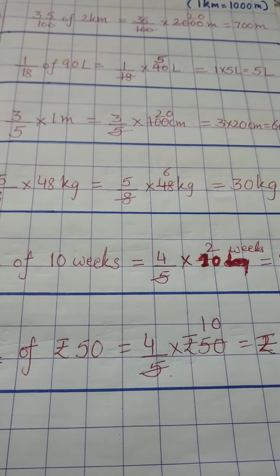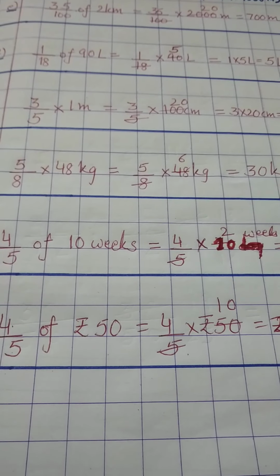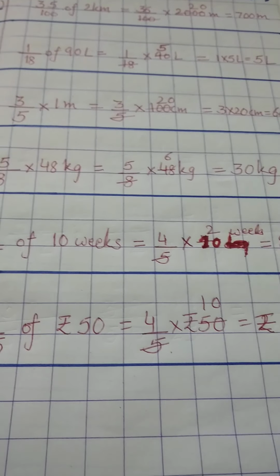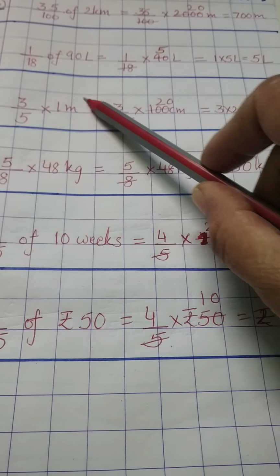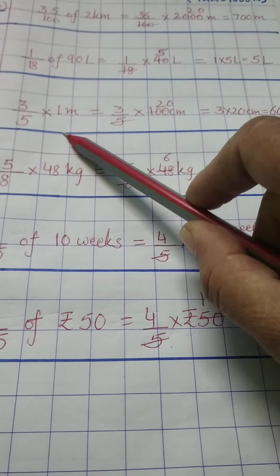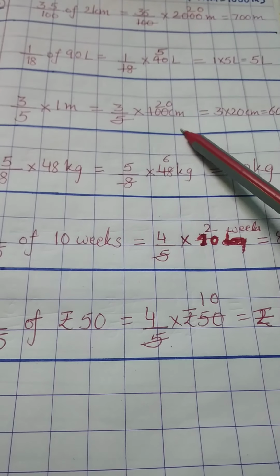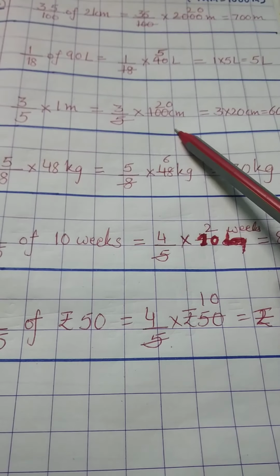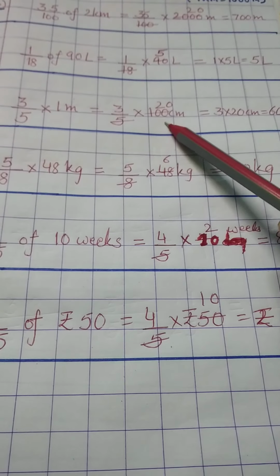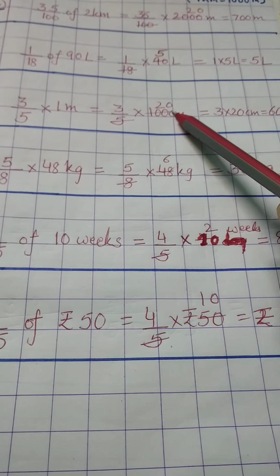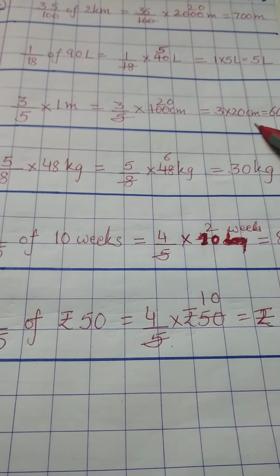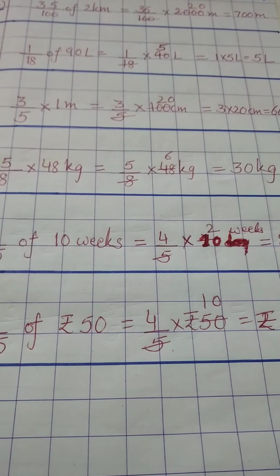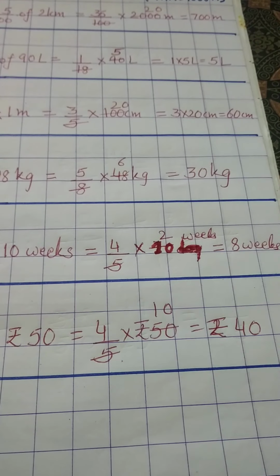Right? So next question is 3 upon 5 of 1 meter. So here 1 meter, 5 is greater and 1 is smaller. So we will change this unit into a lower unit. We know that 1 meter equals 100 centimeter. So I am changing this 1 meter into 100 centimeter. 3 upon 5 into 100. So 5 twos are 10, or 5 twenties are 100. It's your wish how you will cancel it. Then 3 twenties are 60. 60 centimeter is the answer.